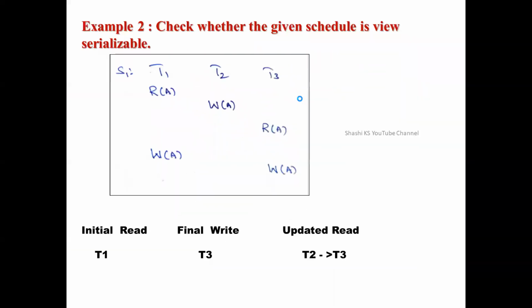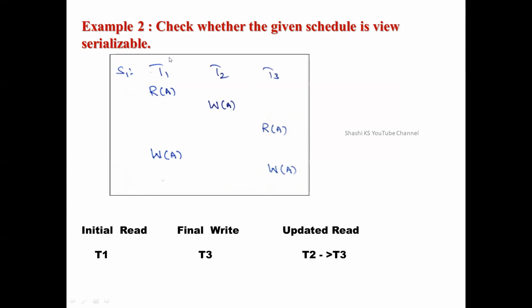Let's move on to the next example. Again, the second example is to check whether the given schedule is view serializable. So this is the given schedule. Here again, I have 3 transactions, T1, T2, and T3. I have 2 operations in transaction T1. I have only one data item, which is data item A. I have one blind write operation in transaction T2, and one read operation and one write operation in transaction T3. Now, what is the first step? The first step is to write the corresponding serial schedule for this. There are 3 transactions here, so what can be one of the serial schedules?